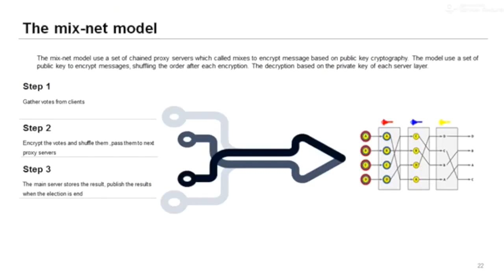The MixNet model uses a chain of proxy servers which mix and encrypt the message based on public key cryptography. A simple MixNet can be shown as below. There are mainly three steps in this model. First of all, it gathers the vote from the client, then it encrypts the vote and shuffles them, passes them to the next server, and the main server stores the result. After the end of the election, it will publish the result.